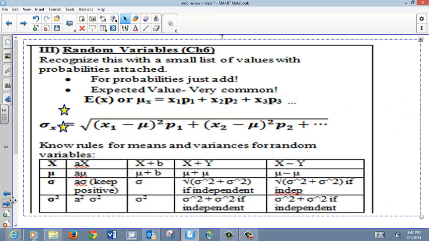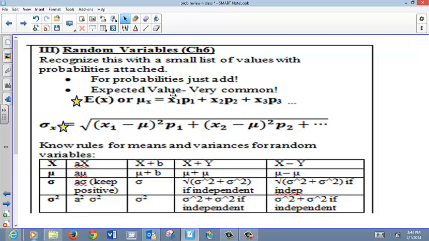Okay, part 3 here from chapter 6 is our random variables. So this is what we've been studying in our current 2 chapters. Recognize a random variable problem will usually be a 2x2 table with a list of values for your random variable, usually called X, and the probabilities underneath it. To find any probabilities, you just add, that's easy. To find the expected value, this formula is on your formula sheet. You do each term times the probability and add them all up. Very easy and very common.